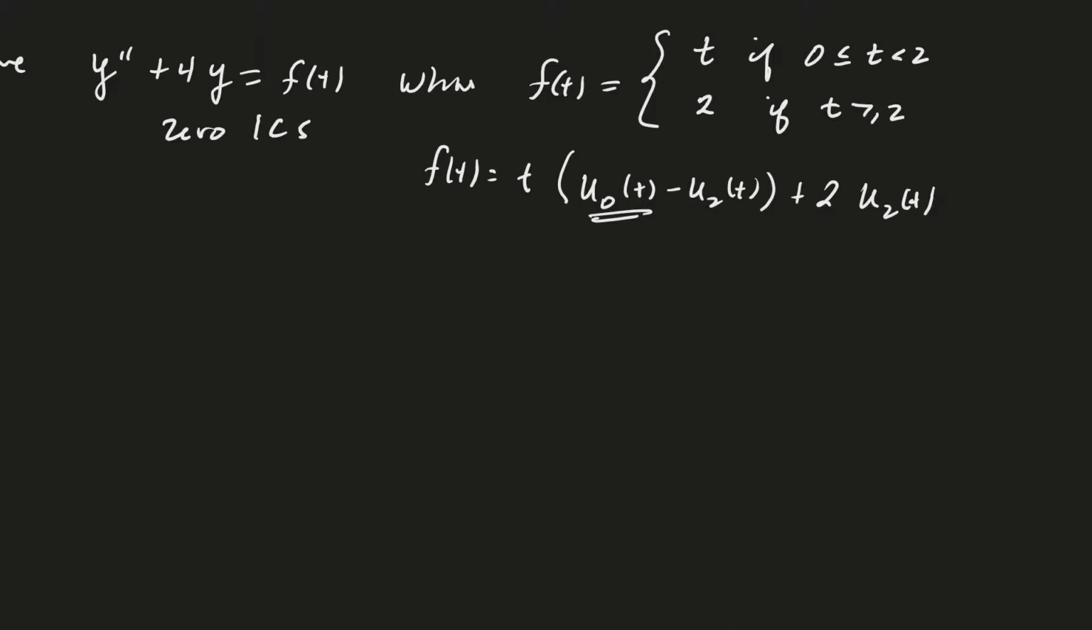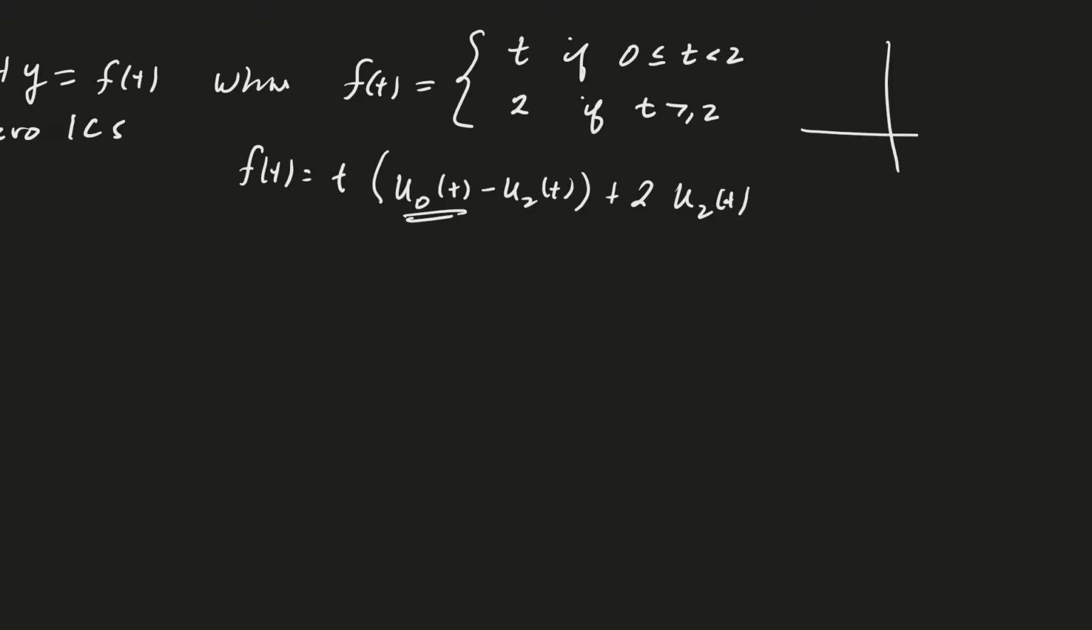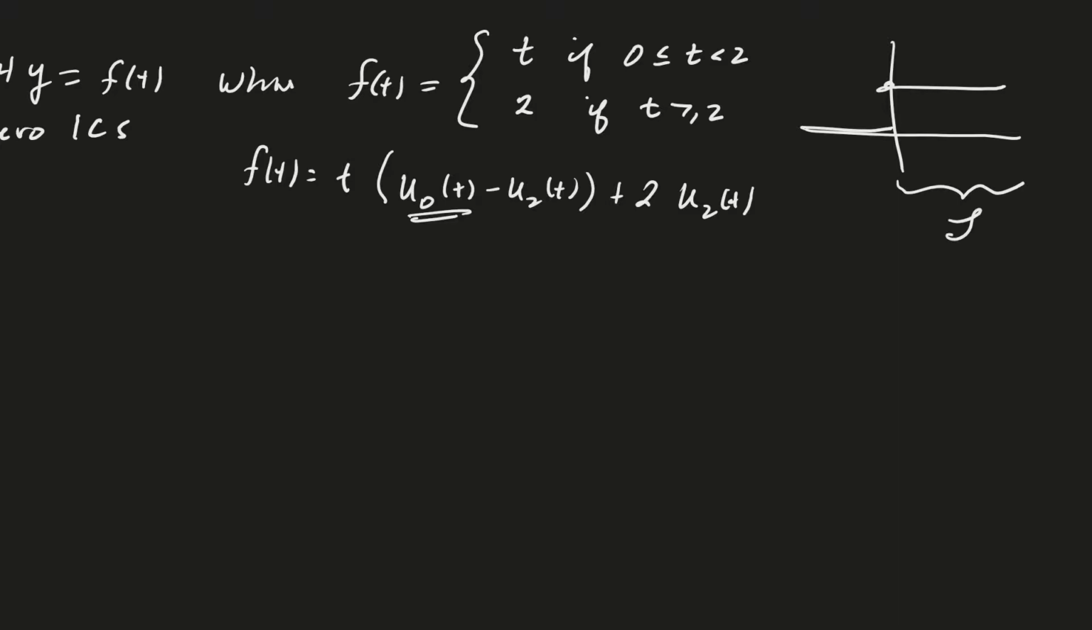U sub 0 of t, if you take a quick sketch here, u sub 0 of t is just u of t, and so that's 0 for t negative and 1 if t is positive. But the Laplace transform only works with positive time, and so therefore, u sub 0 is just identically equal to 1 in terms of a Laplace transform. And so often our book will replace u sub 0 by the function 1, and you can do it either way. I'll go ahead and do it in this case just for practice here.